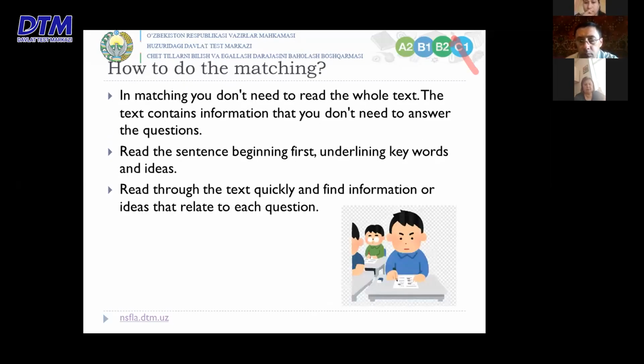How to deal with this task? There are some tips for you. In matching, you don't need to read the whole text. The text contains information that you don't need to answer the questions. Read the sentence beginnings first, underlining keywords and ideas. Read through the text quickly and find information or ideas that relate to each question.